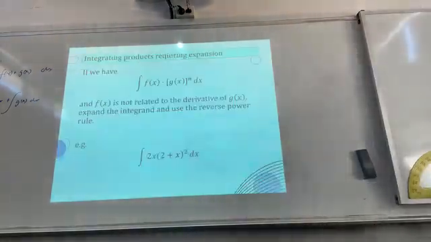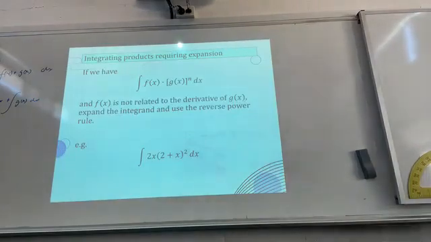Alright, so my first one now is integrating products requiring expansion. If f(x) is not related to the derivative of g(x), expand 12 over 4 in the integrand, 3x, and use the reverse power rule, like that example. You've got to simplify. Sometimes you need expansion if you cannot relate f(x) to the derivative of g(x).